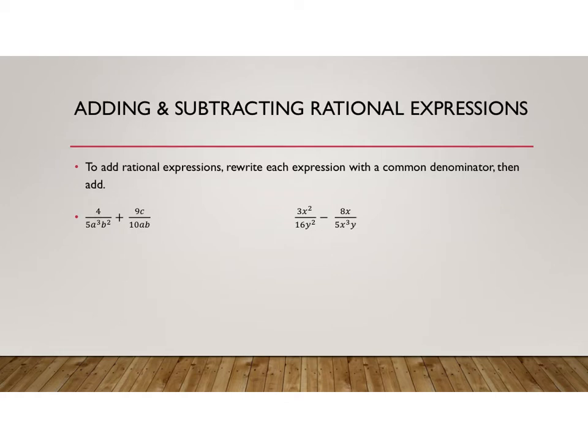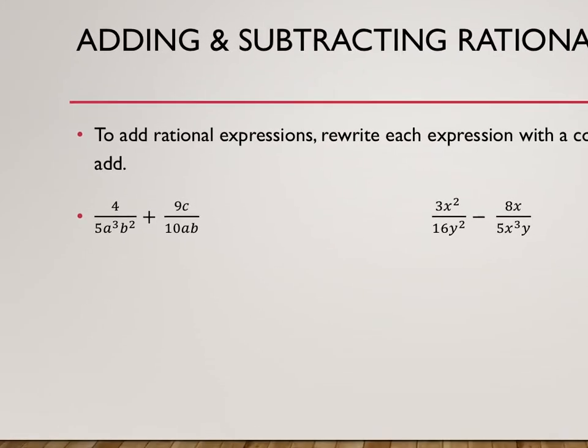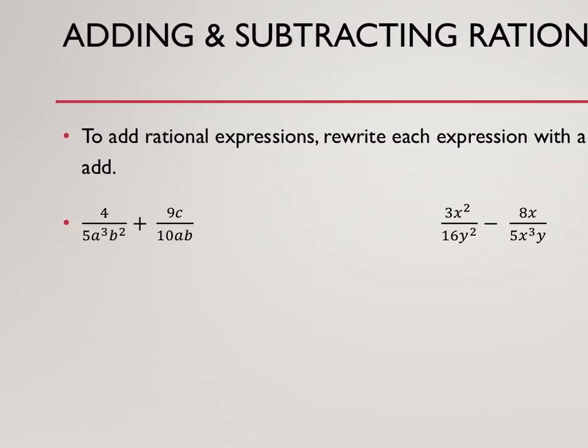So a couple examples here of adding and subtracting rational expressions. And these are monomial expressions, meaning they have one term. So we're going to want to rewrite each expression with a common denominator. All right, so in this first example, I believe my least common denominator of 5 and 10 would be 10. I have an a cubed and an a, so I keep the a cubed. I have a b and a b squared, I'd keep the b squared.